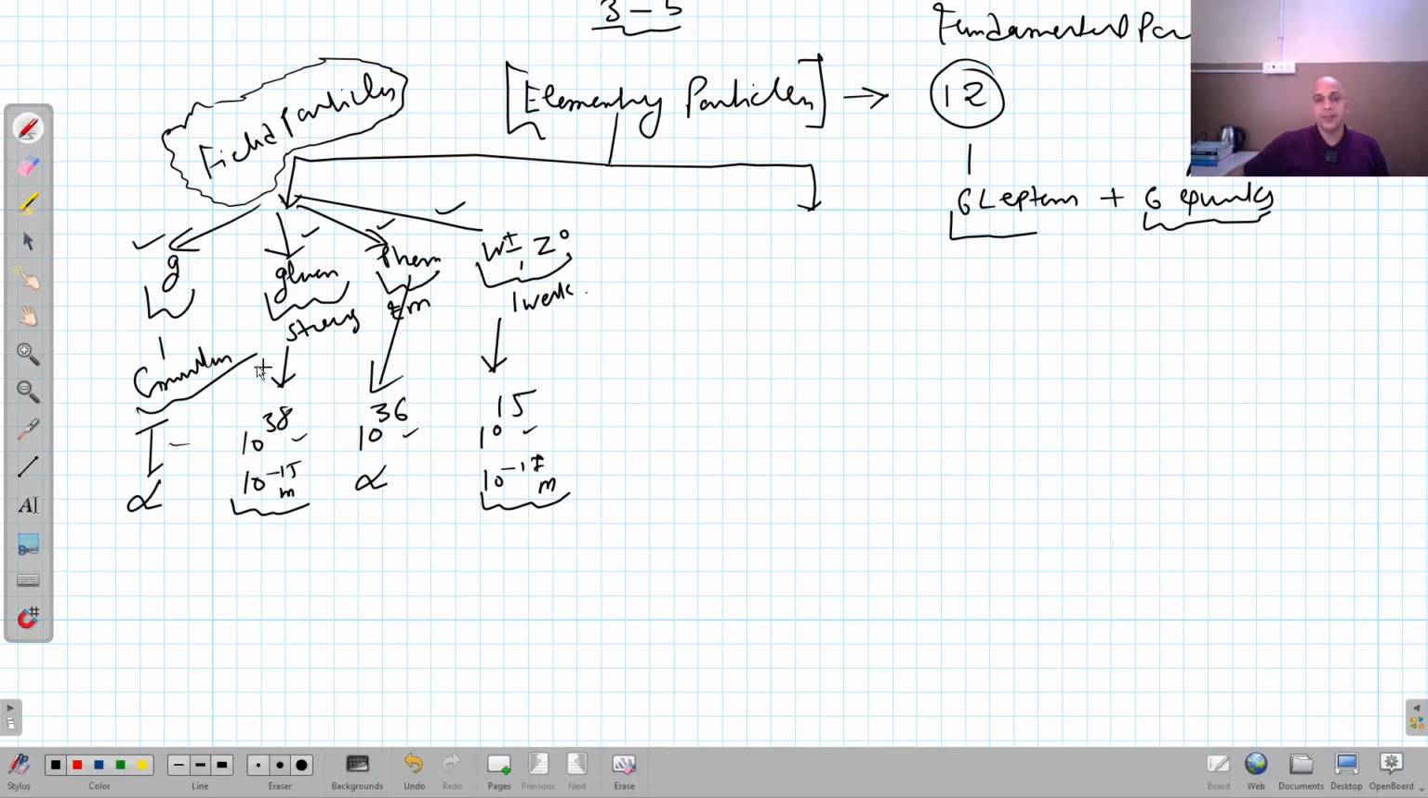Now, the one thing that the examiner can ask you is the properties of these different field particles, that is graviton, gluon, photon, or W and Z bosons. The properties means the charge of these particles, the mass of these particles, and the spin of these particles.